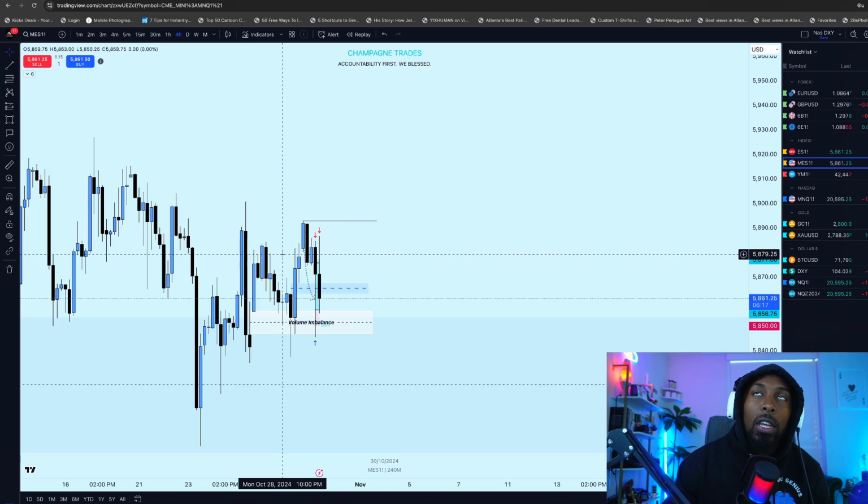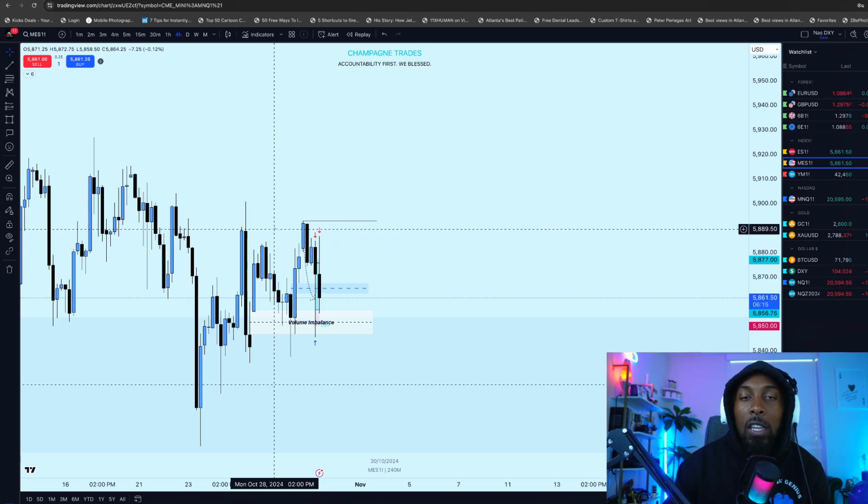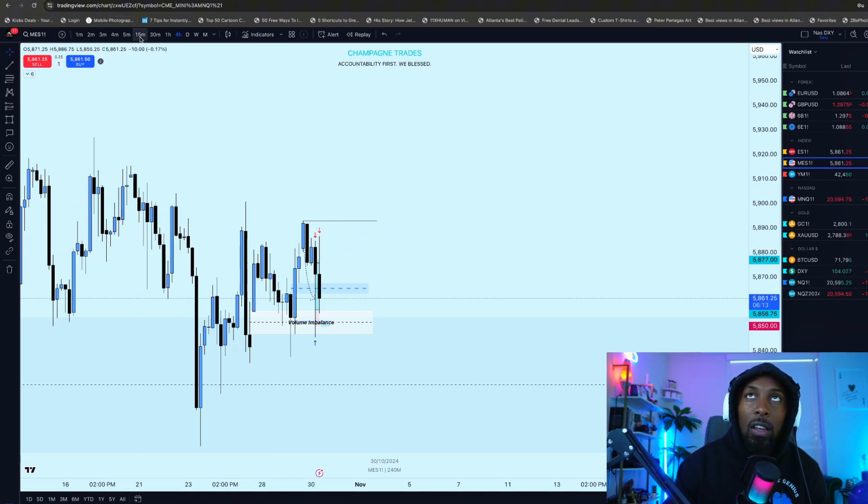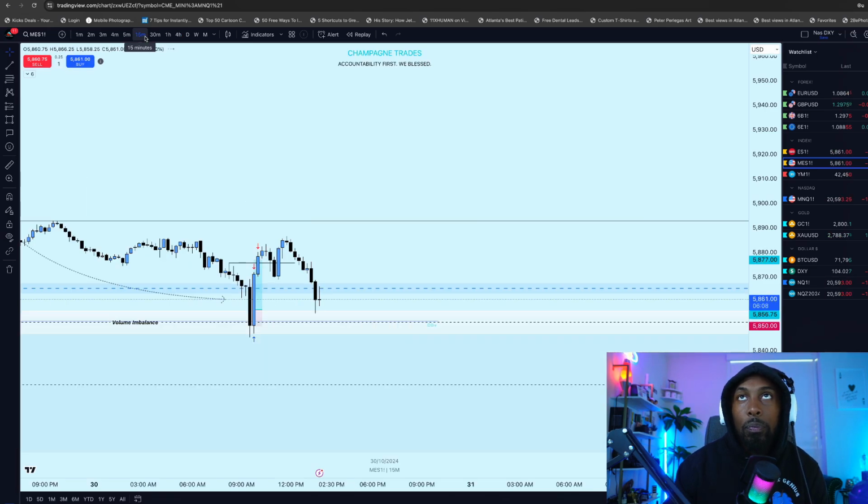It's a 4-hour key level, so that means that we're going to look on a 15-minute chart to see if the 15-minute chart is telling us the same thing that this 4-hour chart is telling us. So let's go to it.